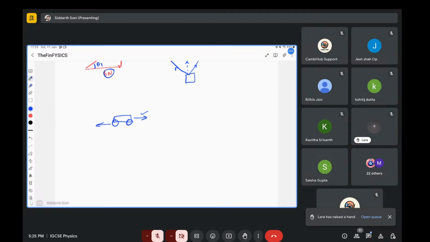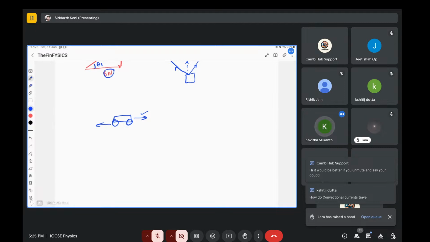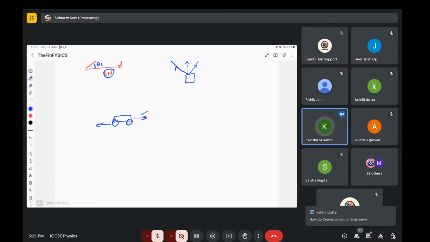Excuse me, sir, why does the switch have to be fixed in the live wire, not the neutral wire? Oh, that's very basic. What's the role of a switch and what's the role of a live wire? The live wire has to carry current.